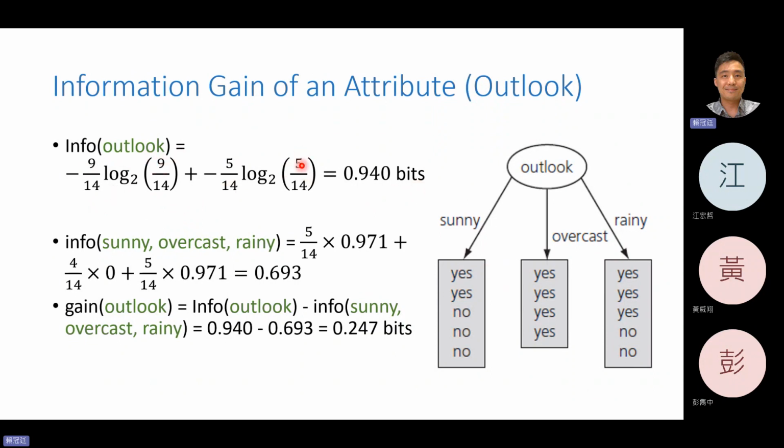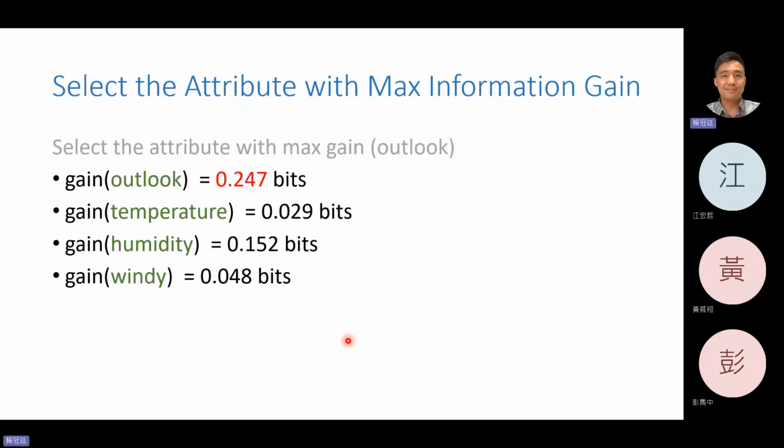There are 9 yes, 5 no. So the total information of the outlook attribute is 0.94, and the average information is 0.693. And finally, the gain is basically the information of outlook subtracted by the information of the three data types. So it's 0.94 minus 0.693, and the final result is 0.247 bits. We use log2 to calculate the attributes because in our computer we use binary, right? Binary data. So we use log2.